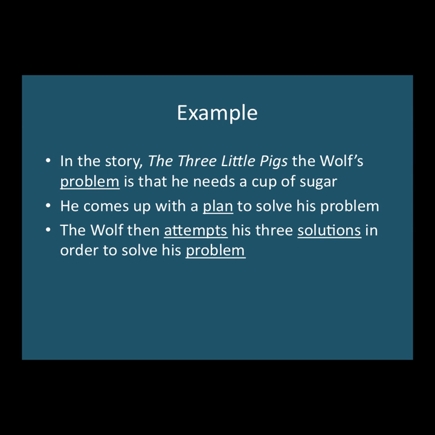While reading The Three Little Pigs in class, we learned that the wolf needs sugar, so we would identify that as the problem. The wolf then comes up with a plan on how he can get his cup of sugar. In this particular case, the wolf attempted 3 solutions in order to solve his problem. So this story is a good example of how sometimes there are more than one attempt to solve a problem.